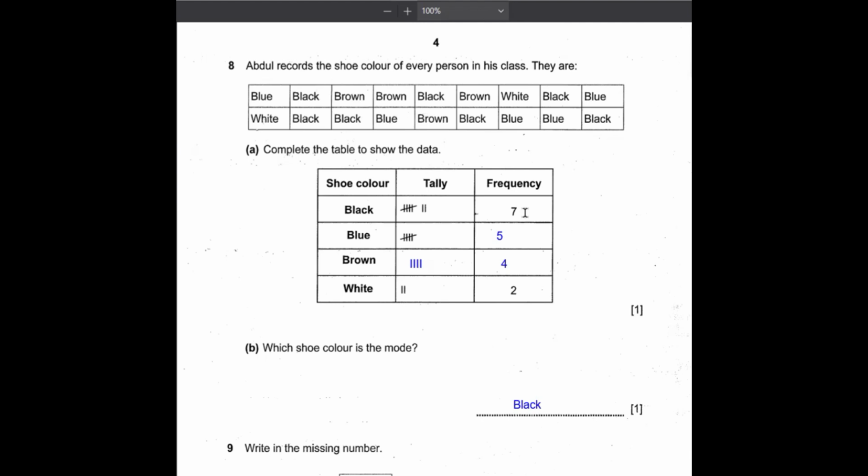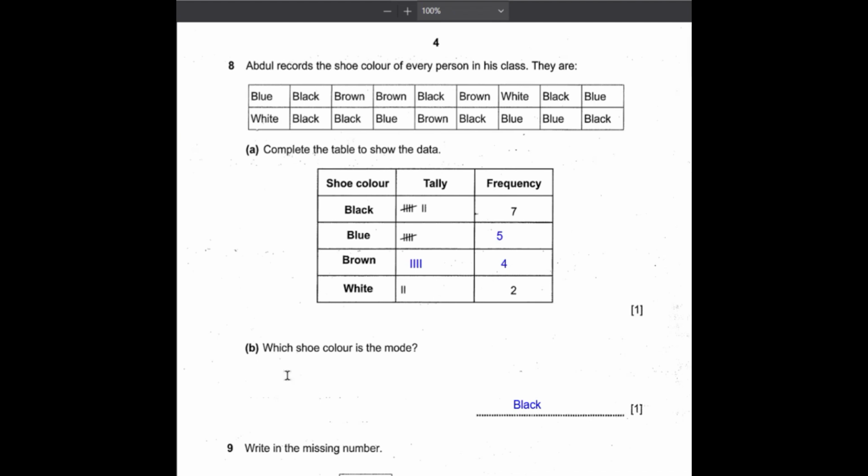After you finish, please add them. 7 and 5, 12, 12 and 4 is equal to 16, 16 and 2 is equal to 18. Then see, are they 18? 1, 2, 3, 4, 5, 6, 7, 8, 9. 9 multiplied by 2 is 18. Yes, you're right. You did not miss anything. It's important to do this one because if any one of your answers is wrong, it will appear so clearly that it is wrong.